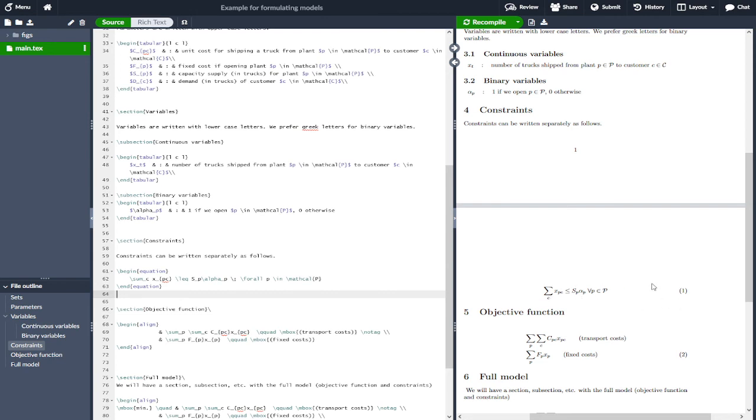I want you to know that this is the way to write equations one after the other, writing some text in between if you want to include some discussion or explanation about what the constraints actually impose in your model.